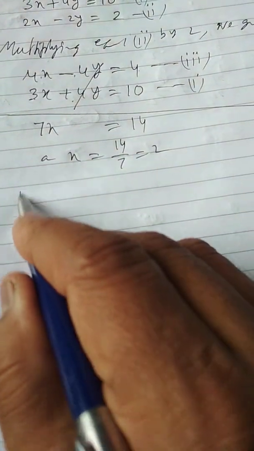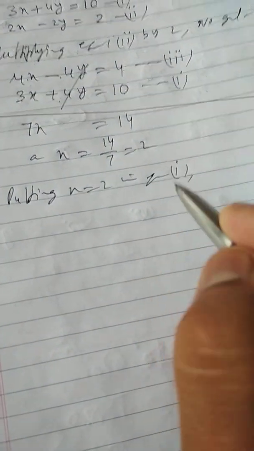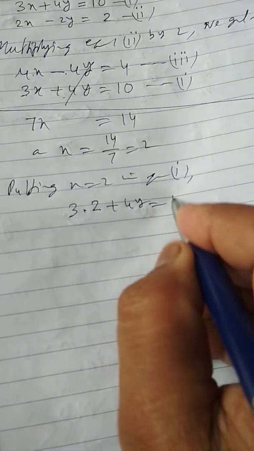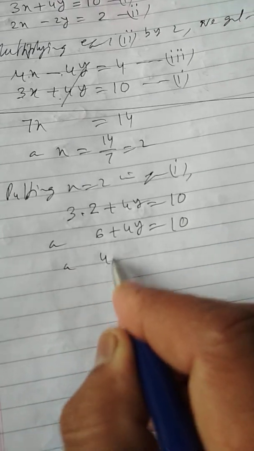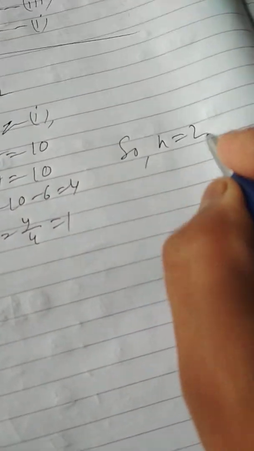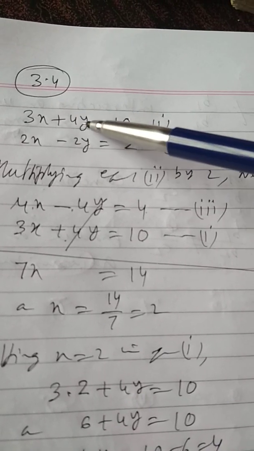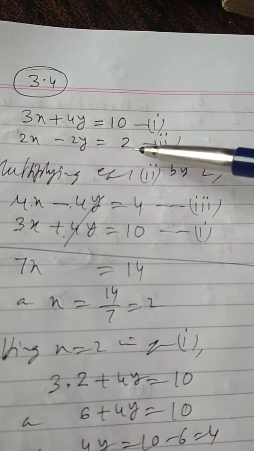Putting this value x equal to 2 in equation 1, what do we get? 3 into 2 plus 4y is equal to 10, or 6 plus 4y is equal to 10, or 4y is equal to 10 minus 6, that is 4. Therefore y is equal to 4 by 4, that is 1. So x equal to 2, y equal to 1 is the answer. Just check: 3 times 2 is 6, 4 times 1 is 4, 6 plus 4 is 10. 2 times 2 is 4, 2 times 1 is 2, 4 minus 2 is 2, correct.